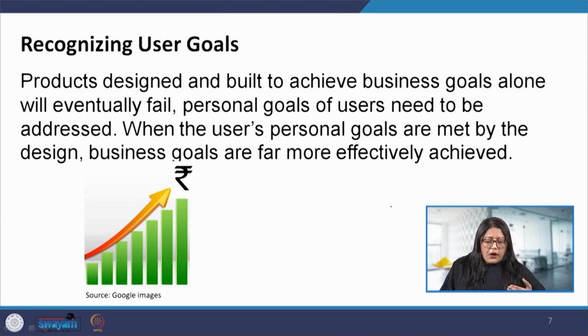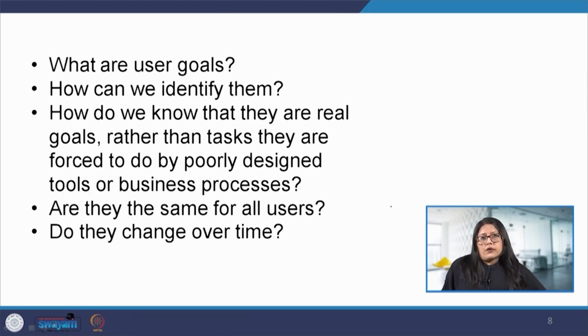So, Amul prioritizes the welfare and prosperity of the dairy farmers and ensures a sustainable supply of quality milk and dairy products, and this meets the needs of both groups, the farmers as well as the consumers. So, what are the user goals and how as designers do we identify them?